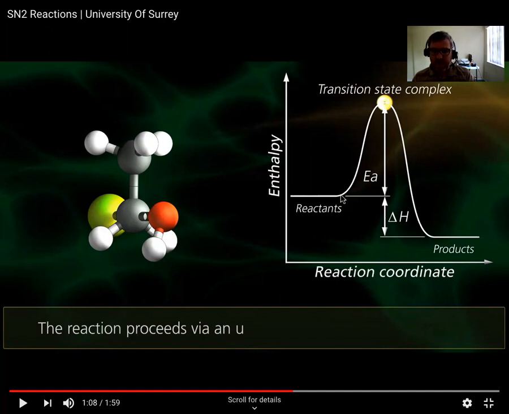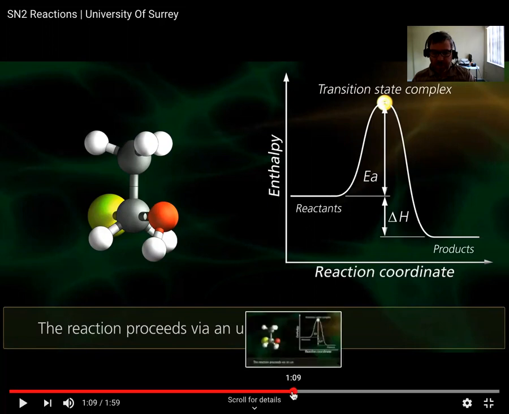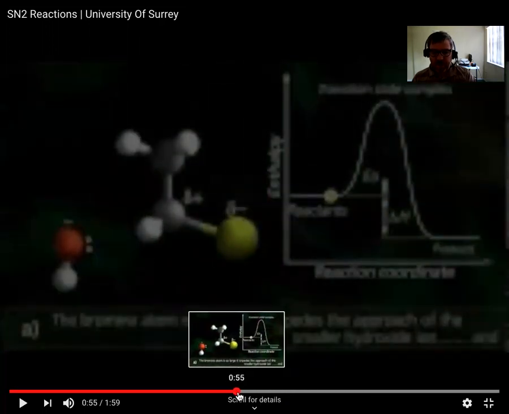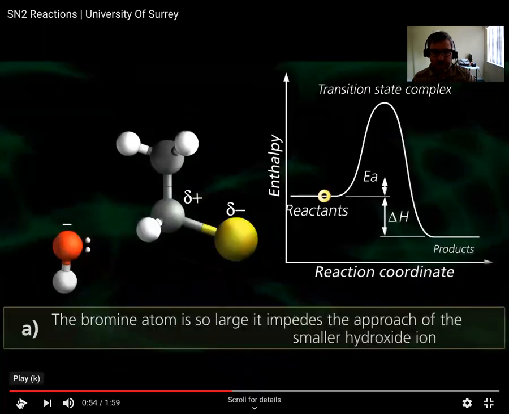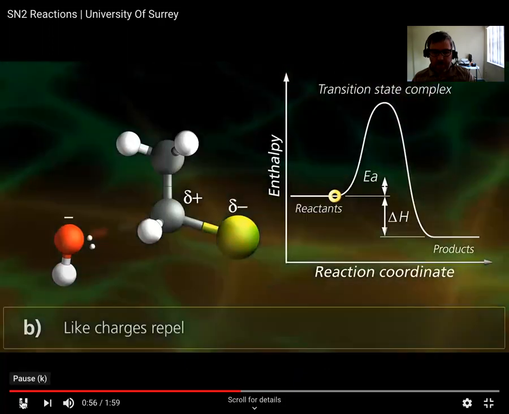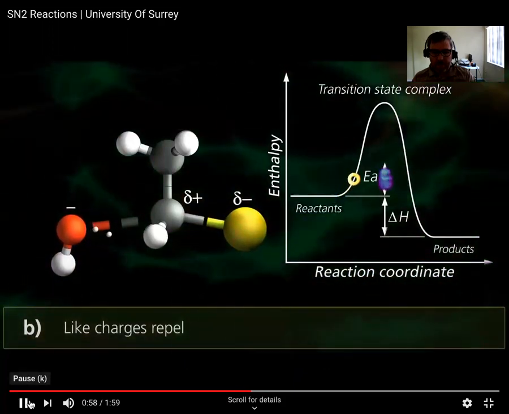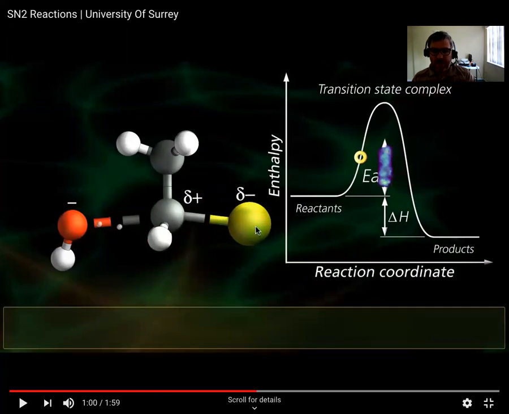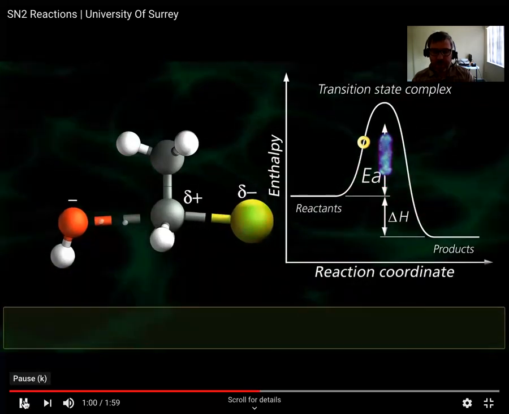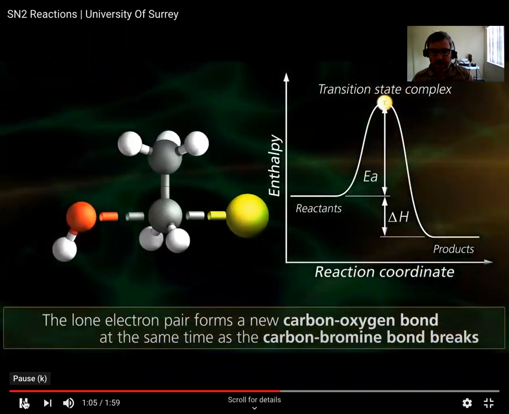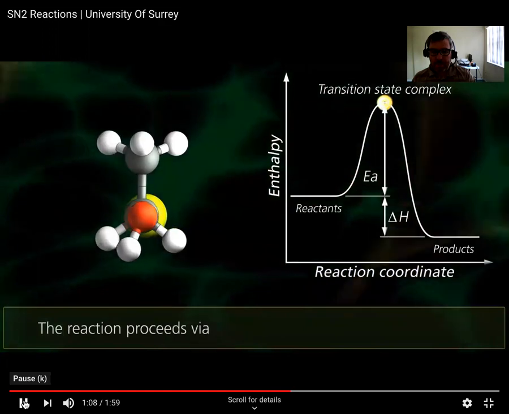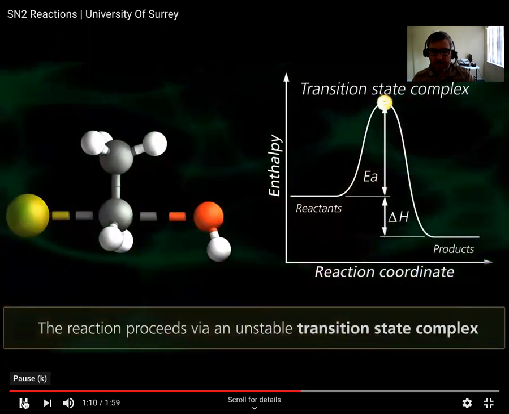So that's why you get this, as it's approaching, let's go back a little bit here. You can see as it's approaching the hydroxide ion, and B, it repels the negative charge nucleophile. So you can see as it's approaching, the energy goes up, because you're joining this together and you're forming this thing that has 5 bonds on it. The lone electron pair on the nucleophile forms a new dative covalent bond with the partially charged carbon atom to give an unstable transition state complex.